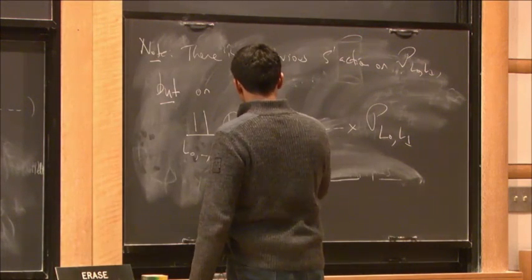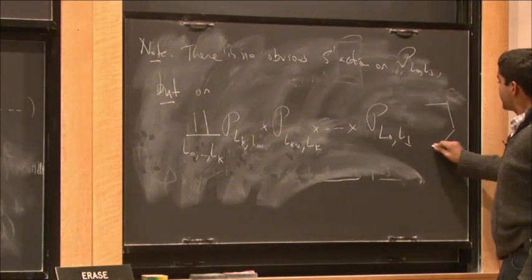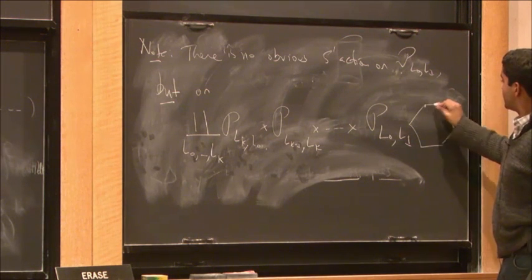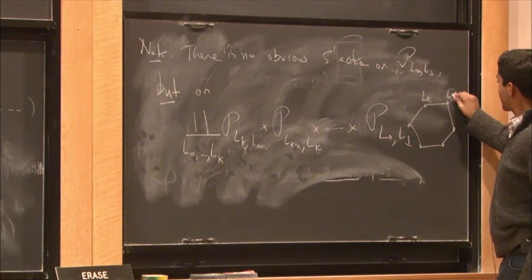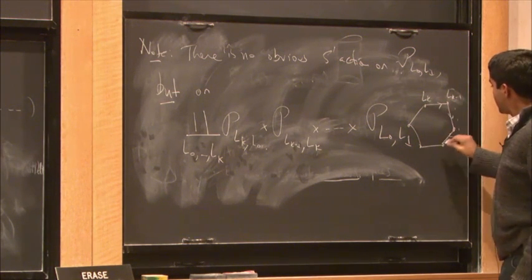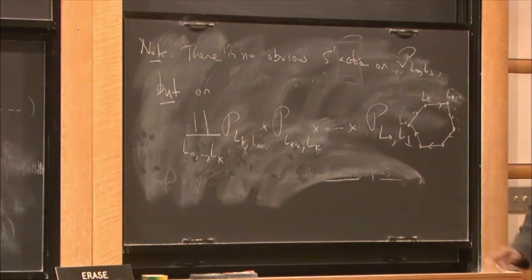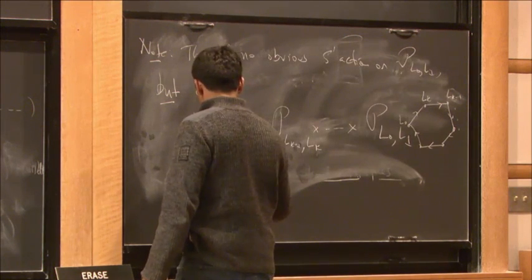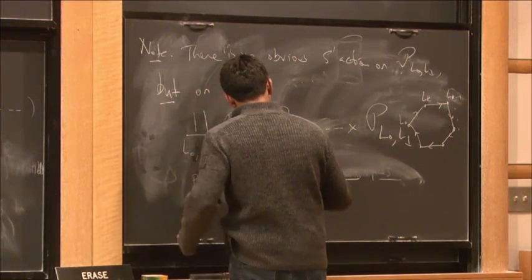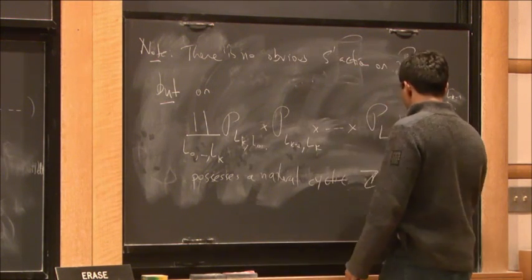So I should think of an object of this set as sort of some chain of paths like this. Okay, so this thing, well, it doesn't have an S1 action, but it has a discrete action. It has a cyclic action, Z mod k plus 1 Z.